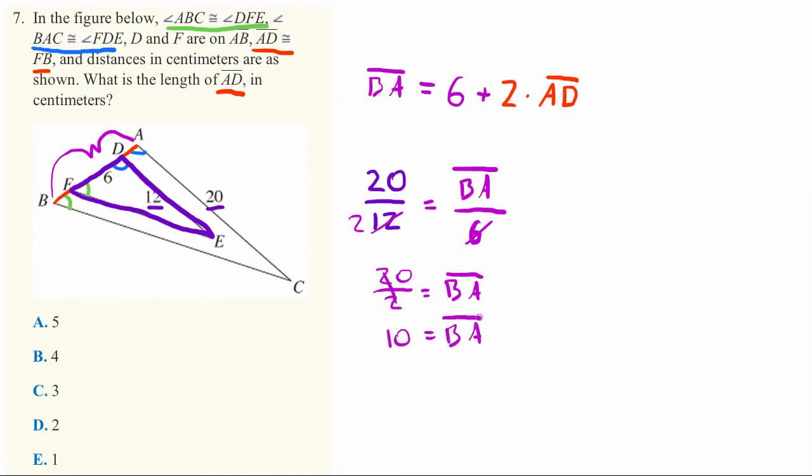And now we can use this relationship that we established before to go ahead and solve for AD. So here, where we have BA, let's just set that equal to 10. And now let's subtract 6 from both sides. So 10 minus 6 there will just be a 4. Over here it's a 4. So 4 is equal to 2 times the length of the line segment AD. And let's go ahead and divide both sides by 2. The line segment AD is equal to a length of 2. The answer is D.